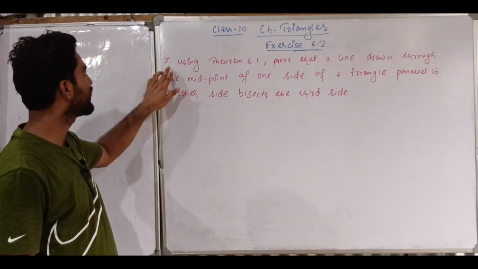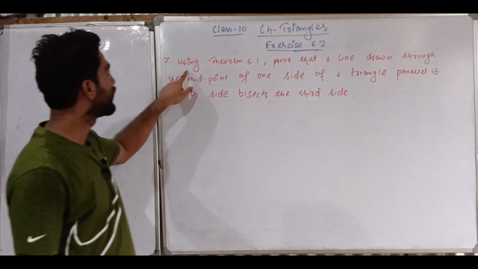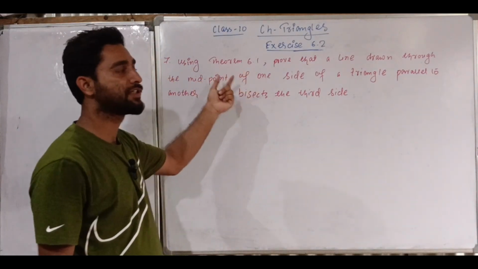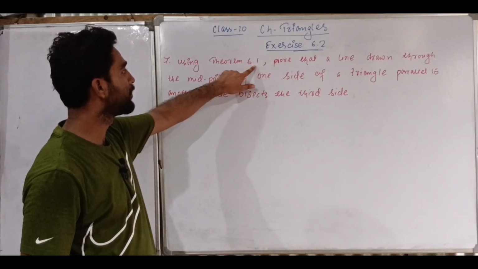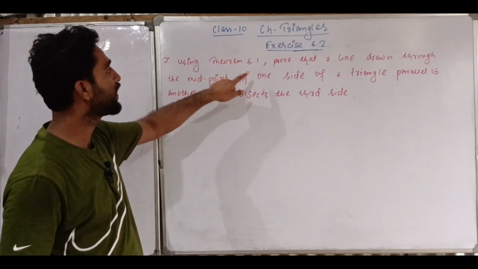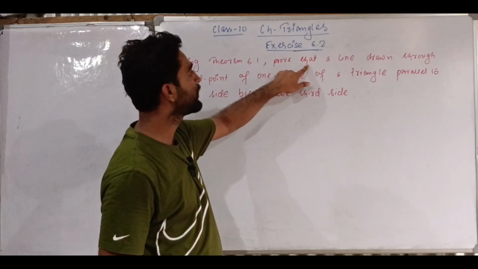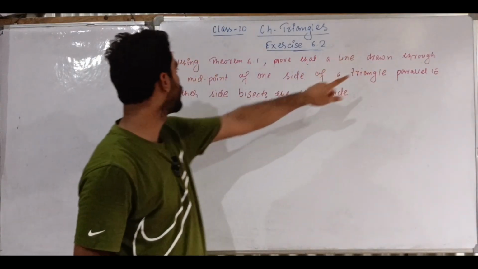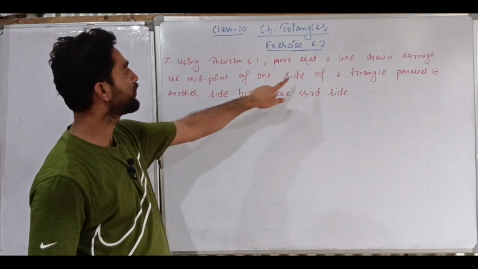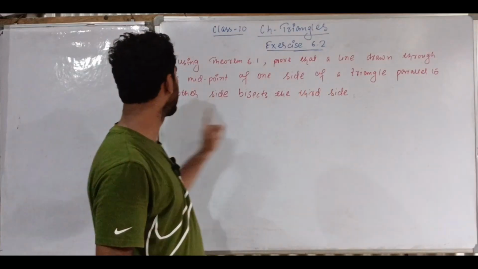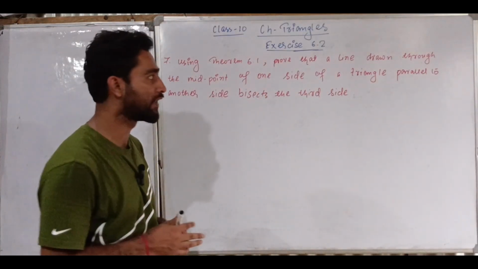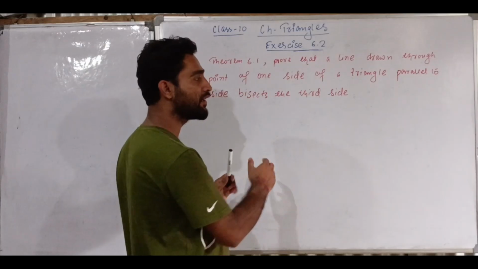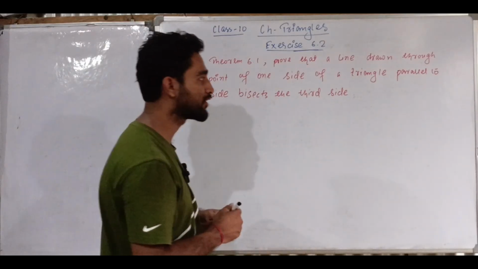Okay, now let's see question number 7. Using theorem 6.1, which means the basic proportionality theorem or the Thales theorem, we have to prove this question. Prove that a line drawn through the midpoint of one side of a triangle parallel to another side bisects the third side. First, let's construct the figure. After constructing the figure, it will be easy for us to understand this question.